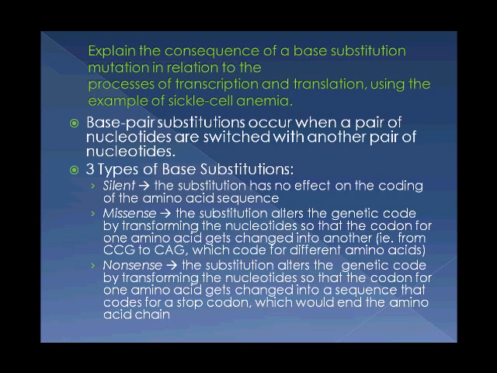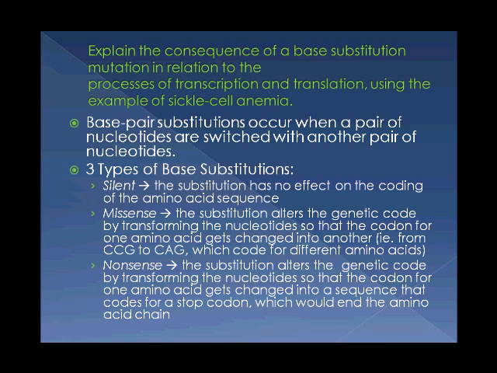Well, base pair substitutions, first of all, occur when a pair of nucleotides are switched with another pair of nucleotides, and there are three types of these substitutions. The first one is the silent substitution, which means that the nucleotide switch has no effect on the coding for the amino acid sequence. So if one of the nucleotides gets switched out, it's okay because the new codon still codes for the same amino acid.